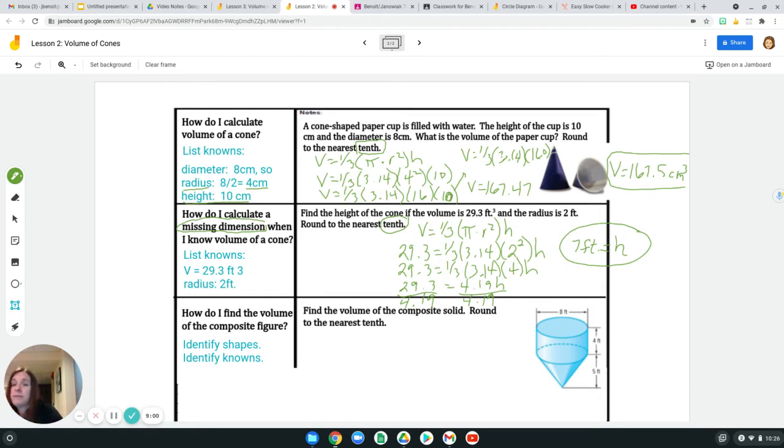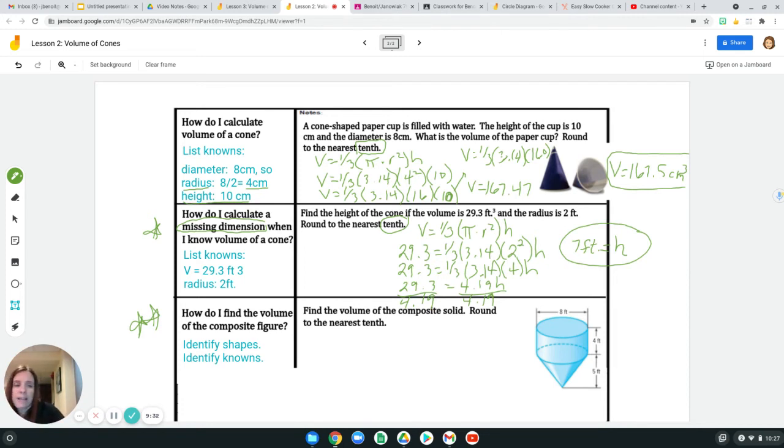All right, so this was a challenging problem, but then look at this one. I'm going to put 2 stars by this one. How do I find the volume of a composite figure? All right, so a composite figure is when you have 2 or more of a 2D or 3D shape put together to make a new shape. And we have a composite solid because it's 3D. So round to the nearest tenth. So the first thing you have to do is identify what shapes you have and then identify what you know.